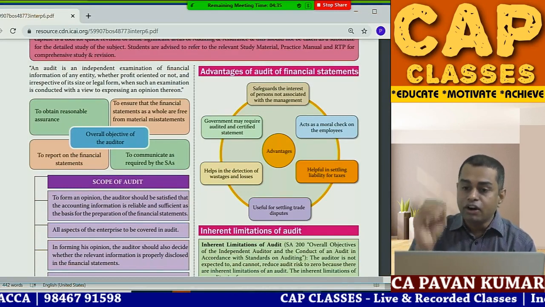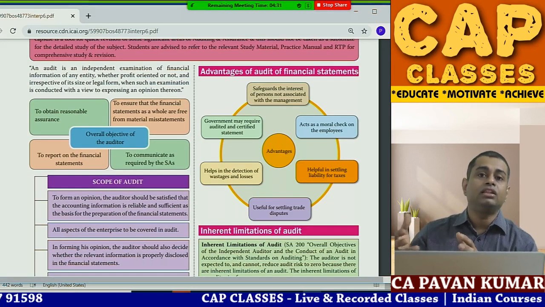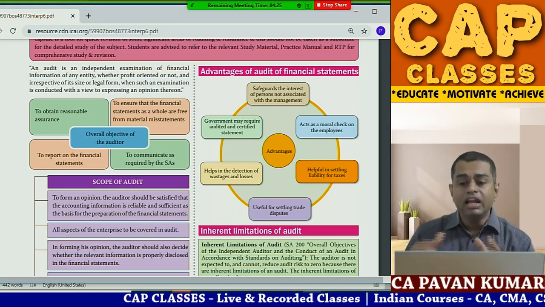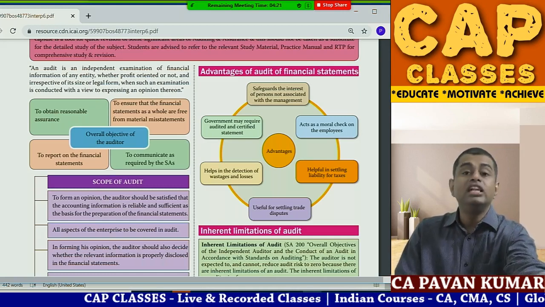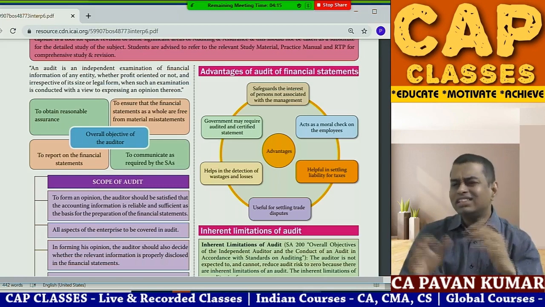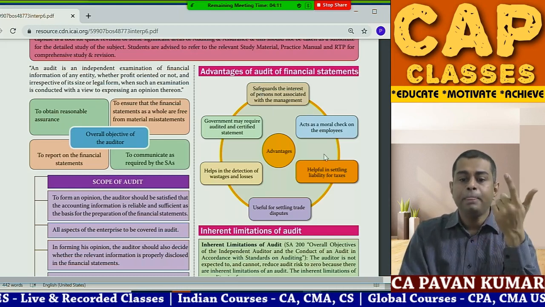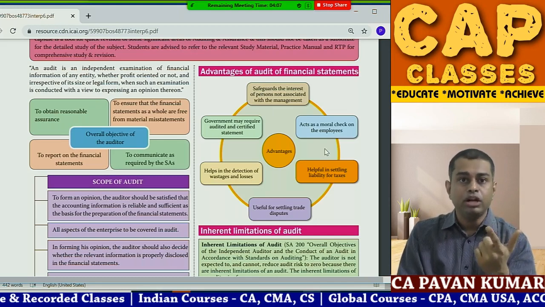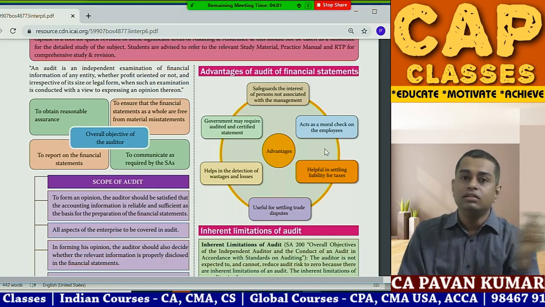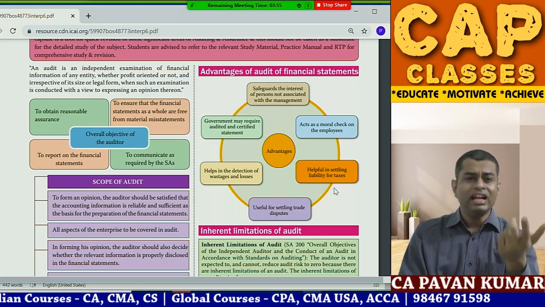So advantages of audit: to settle tax liabilities, to settle matters among partners, to determine the goodwill, to settle disputes, trade disputes, other disputes, and to apply for bank loans. All these things are LKG answers. So now see this: safeguards the interest of persons not associated with the management. Acts as a moral check on the employees. Very important point. If there is audit, employees usually cannot make mistakes because they know that if the auditor comes, they will peel their skin. So audit works as a moral check and is helpful in settling tax liabilities and all.